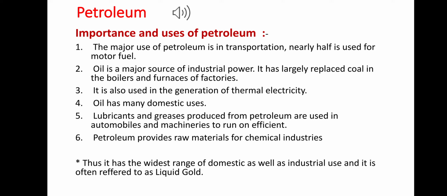And number 5, lubricants and greases are produced from petroleum and are used in automobiles and machinery to run smoothly and efficiently. Number 6, petroleum provides raw materials for the chemical industry, and hundreds of byproducts are made from it, like asphalt, paraffin, wax, dyes, paint, synthetic rubber, fertilizer, pesticides. Okay. And it has a wide range of domestic as well as industrial uses, so it is often referred to as liquid gold. Okay.